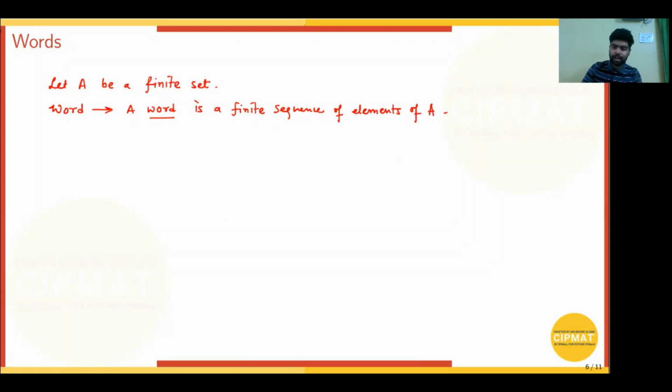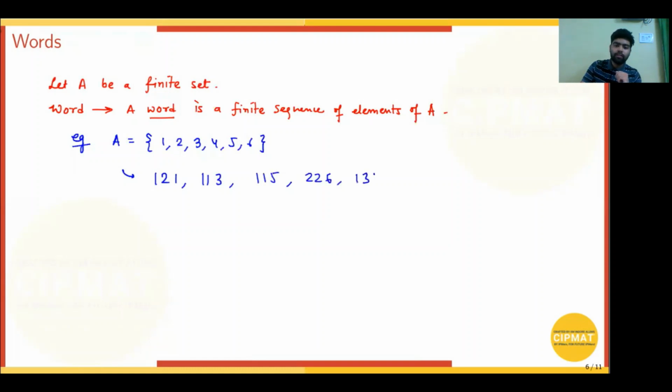So let's take an example. Suppose A is made up of elements like 1, 2, 3, 4, 5, 6. Let's make some 3-letter words. To make a 3-letter word, we can have examples like 121, 113, 115, 226, 134, then 232 and 333. It can go on like this. So these are all 3-letter words from this particular set. I hope this is clear to everyone. This is a very easy concept.